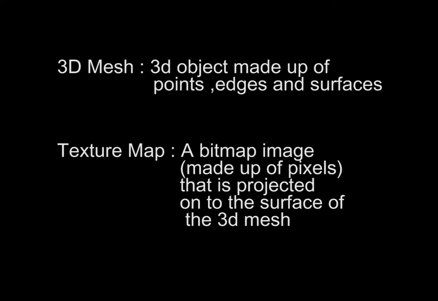Before we continue, an overview of some of the key concepts. A texture map is a bitmap image which is projected onto the surface of a 3D mesh. Here is an example of a cube 3D mesh without a texture applied to it. And here is the texture map. And finally the resulting 3D model with a texture applied to its surface.